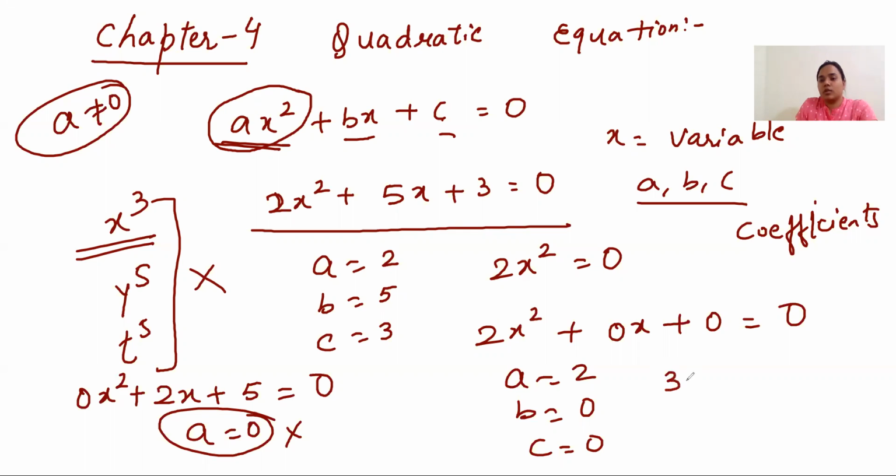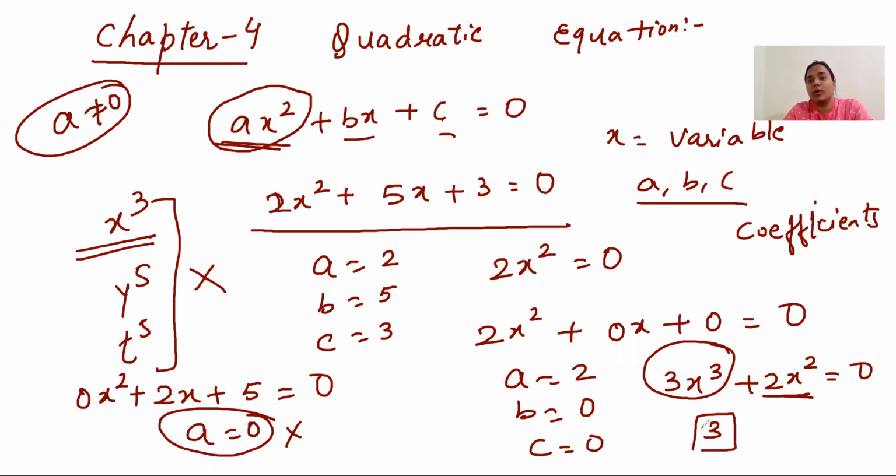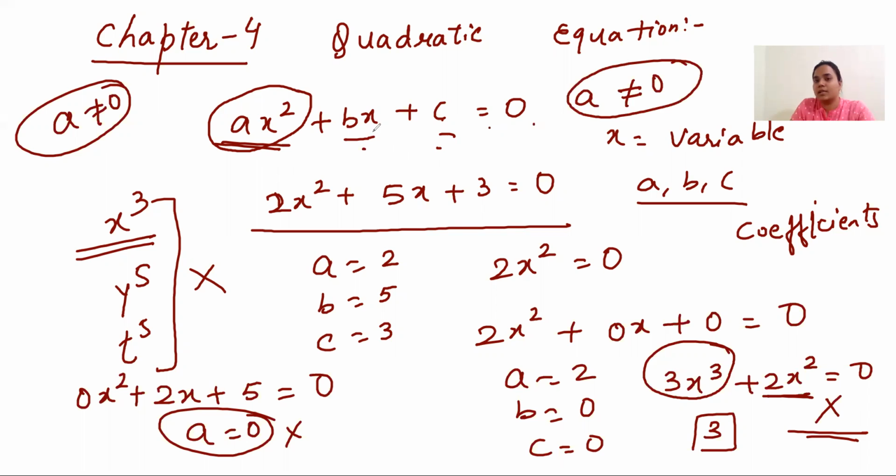If suppose I write 3x cube plus 2x square is equal to 0. In this we have 2x square but we have 3x cube also. So the highest degree of this equation is 3. So this becomes a cubic equation. This is not a quadratic equation. So for a quadratic equation, we should have ax square plus bx plus c is equal to 0, where a cannot be 0. We can have b as 0, we can have c as 0.